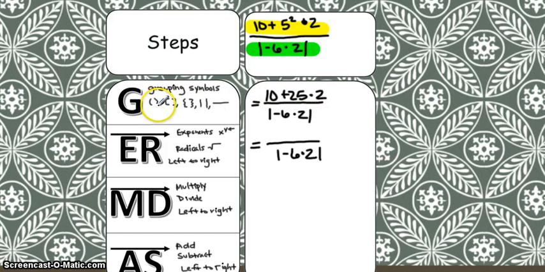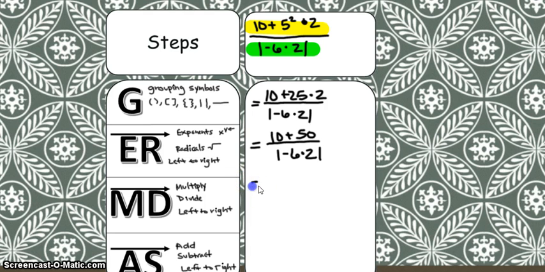Is there a grouping symbol? No. Is there an exponent or radical? No. Is there multiplying or dividing? Yes, there is multiplying. So we have to do 10 plus what's 25 times 2, or 25 plus 25. That's like having 2 quarters, and 2 quarters is 50 cents. We get 50.